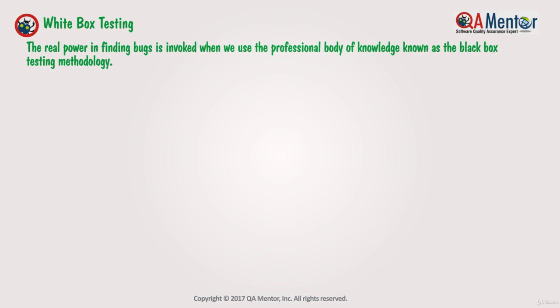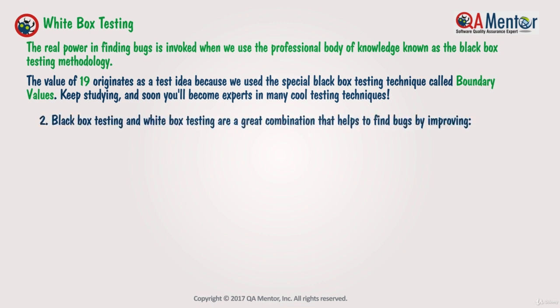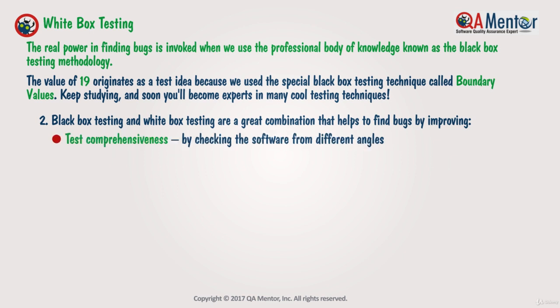The real power in finding bugs is invoked when we use the professional body of knowledge known as the black box testing methodology. The value of 19 originates as a test idea because we used the special black box testing technique called boundary values. Keep studying and you'll soon become an expert in many cool testing techniques. 2. Black box testing and white box testing are a great combination that helps to find bugs by improving test comprehensiveness by checking the software from different angles.